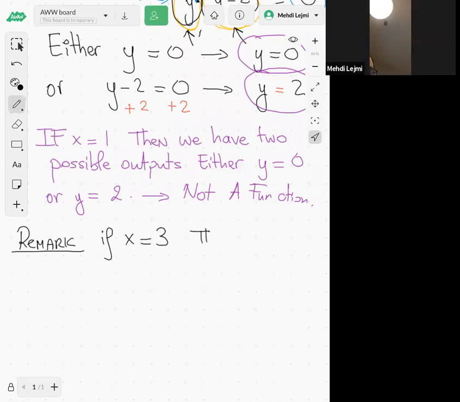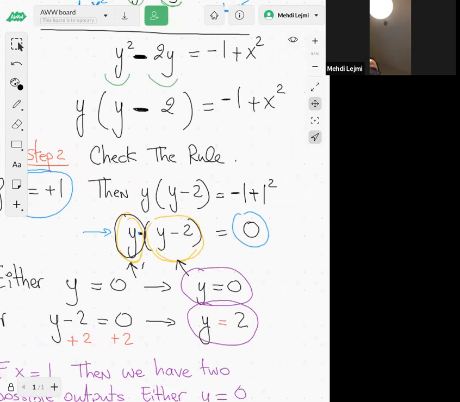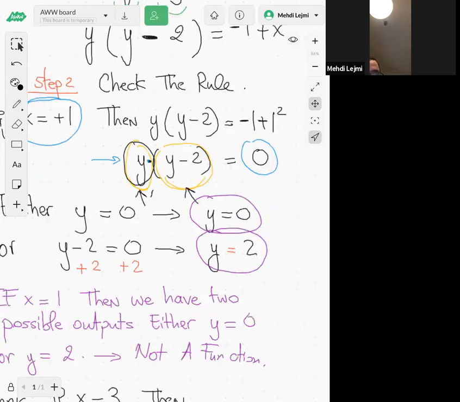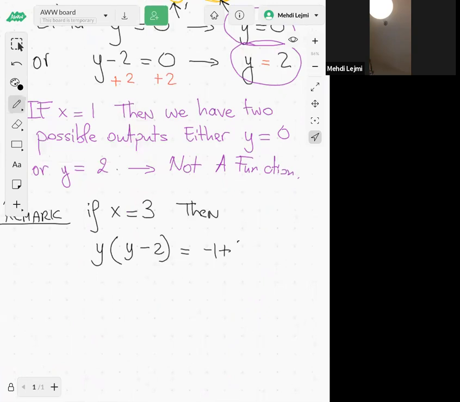Then you're going to have y times y minus 2 equal to negative 1 plus x squared. So it's negative 1 plus 3 squared, which is 9. So it's negative 1 plus 9, which is 8. Anyway, what we are saying here, guys, is that y times y minus 2 is equal to 8. And now we have to solve for y.